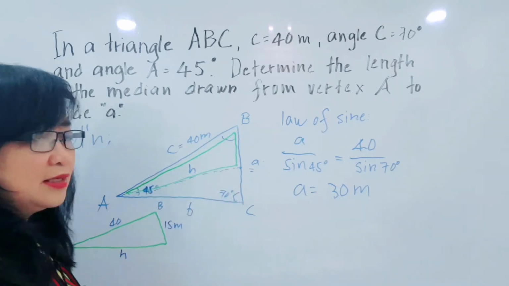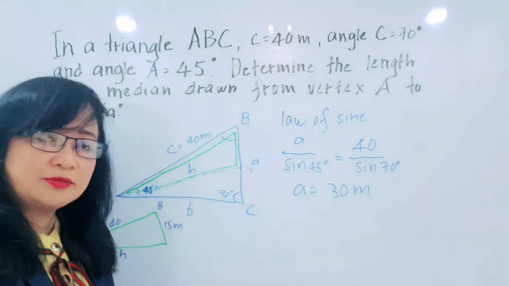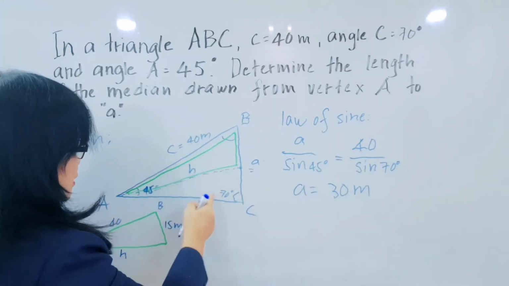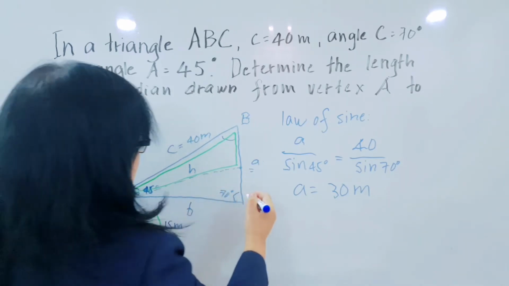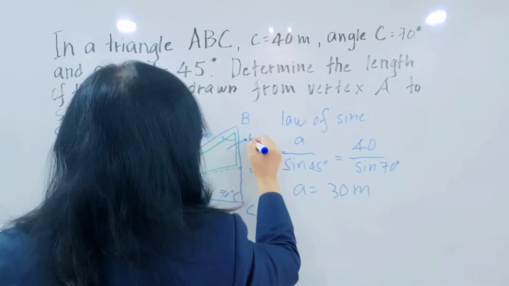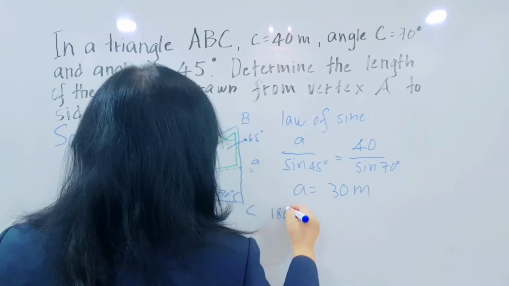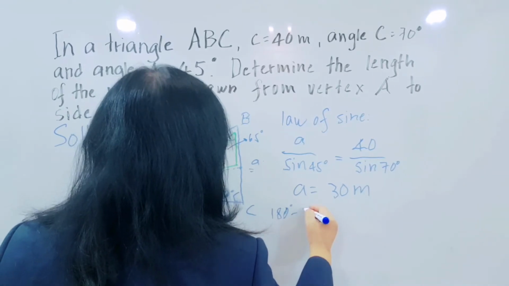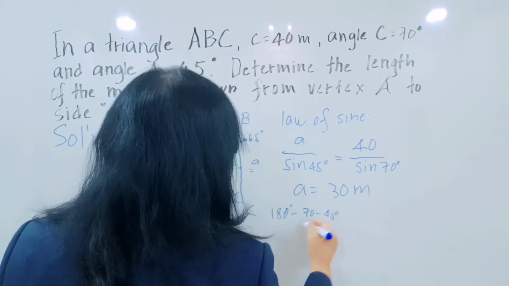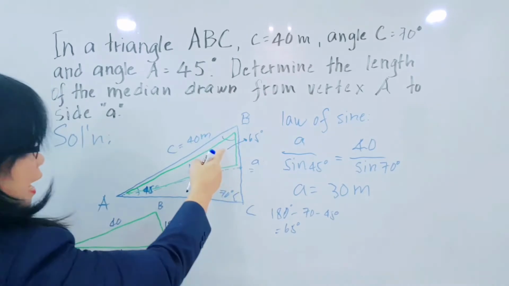Now, in a triangle, as I've said before, the total interior angles is 180 degrees in any triangle. So, 180 minus 115 is equal to 65 degrees. So, this will be 65 degrees. It is 180 degrees minus 70 minus 45, which is equal to 65 degrees. So, this is angle B.